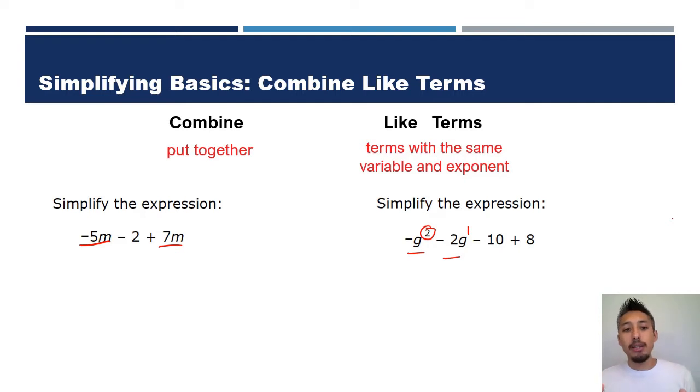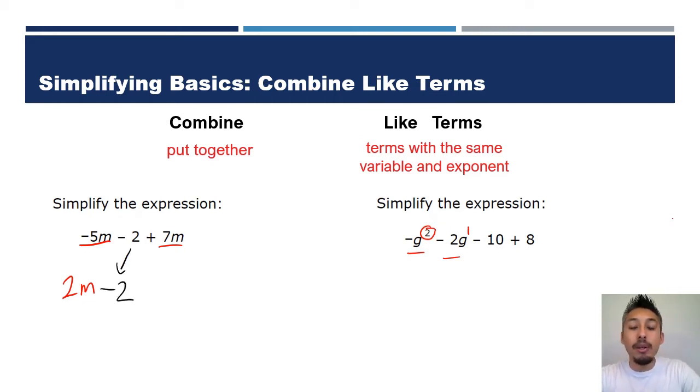So now let's put it all together. Combining like terms means to put together terms with the same variable and exponents. For the first example, we know that negative 5m and 7m are like terms because they have the same variable. So we can just combine them. Negative 5m plus 7m, that's just negative 5 plus 7, and that is 2m. Negative 5m and 7m, when we combine them, equal 2m. We still have the negative 2, so we're just going to bring that down.